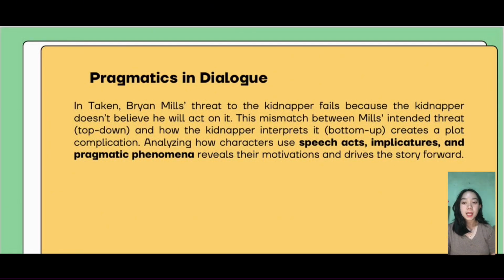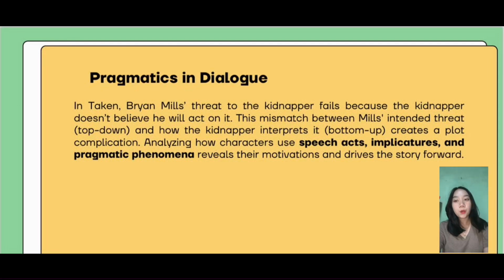This misunderstanding adds tension to the plot. By analyzing these types of interactions, what people say, and how others interpret it, we can see characters' motives and understand how these misinterpretations drive the story forward, adding complexity to the plot.